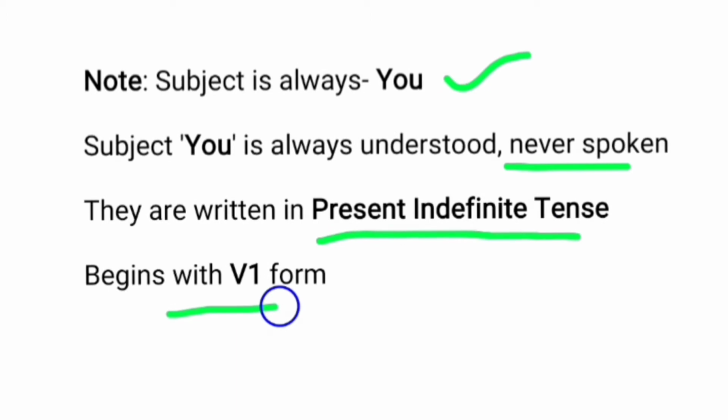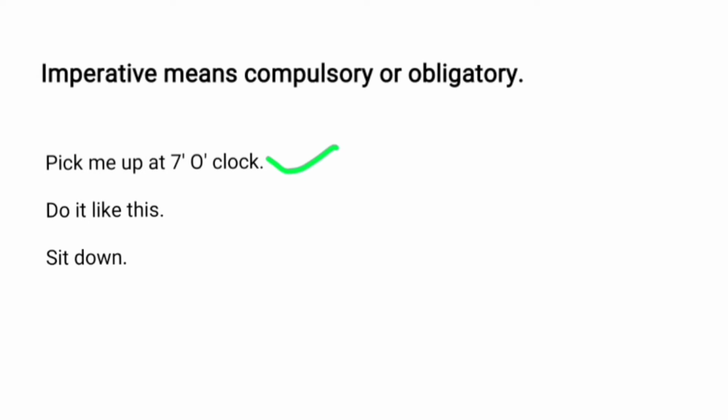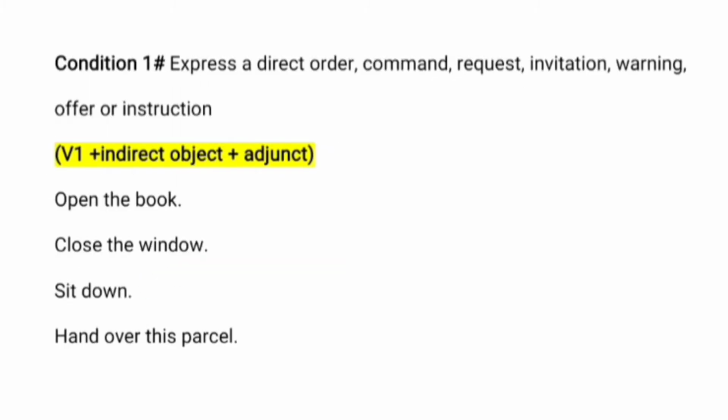Okay, let's start with the definition. The word imperative itself means compulsory or obligatory. These are the sentences where you express the things you need others around you to do. Like in your daily lives, when you tell your friend where to pick you up after work, and when you teach your new colleague how to perform your duties, like do it like this, or even when you tell your dog to sit. So these are the sentences that express a direct order, command, request, invitation, warning, offer, or instruction.